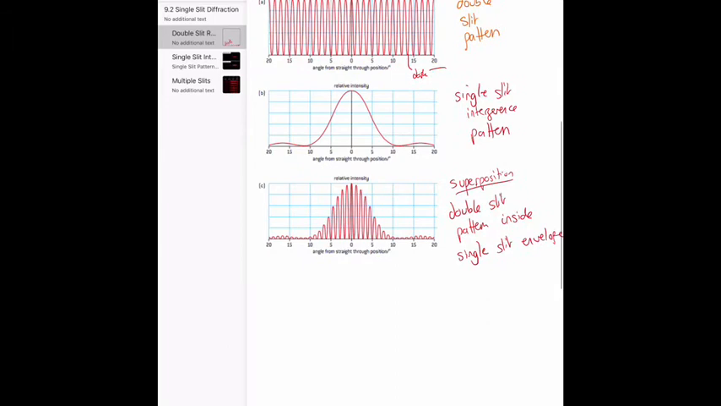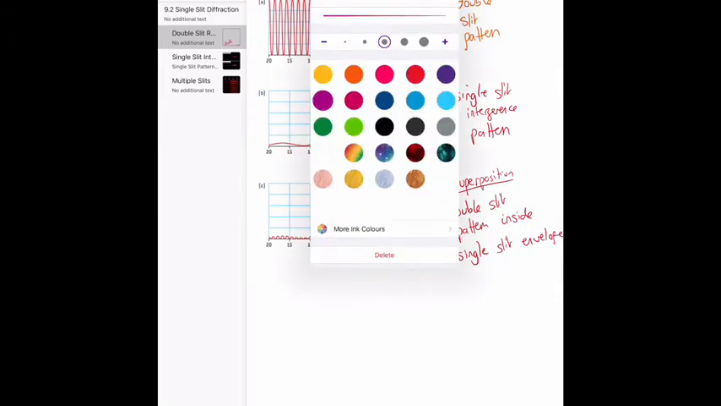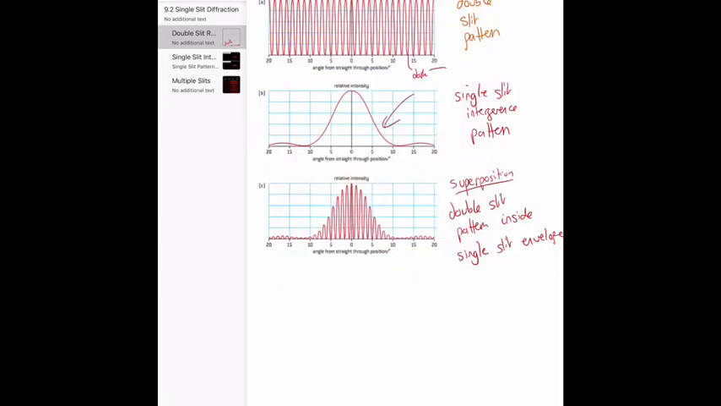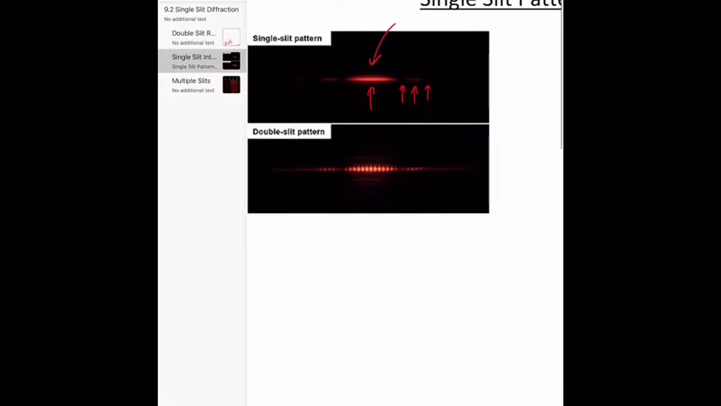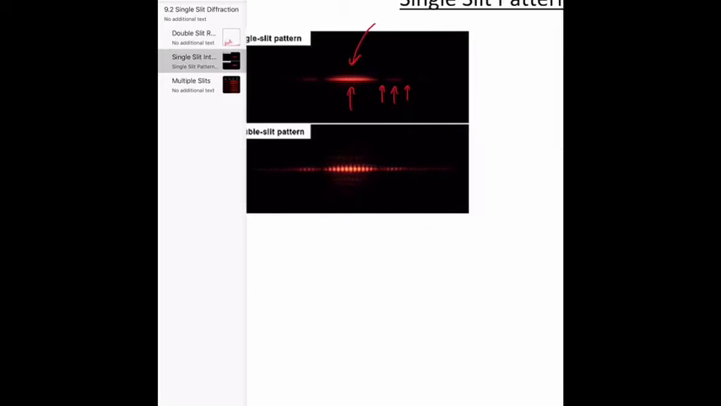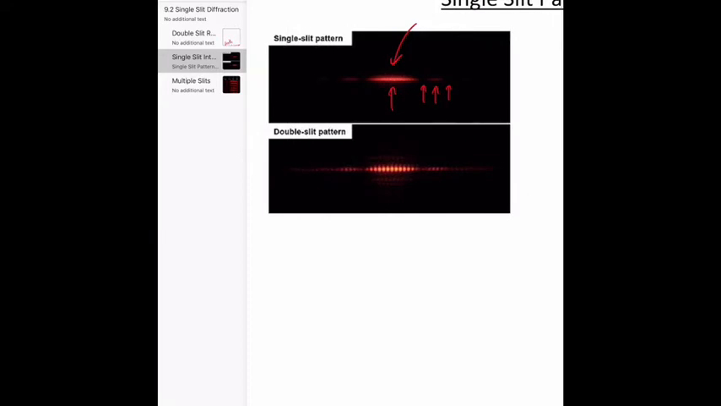So this here, this is the single slit pattern, and so you can kind of imagine, if I do this in a different colour, that this line I'm drawing here is the single slit pattern, and so that double slit pattern inside that single slit envelope is what we would observe when we actually look at a double slit pattern. Okay, so we're going to explore a little bit more about this single slit interference pattern and exactly why we do get some interference.